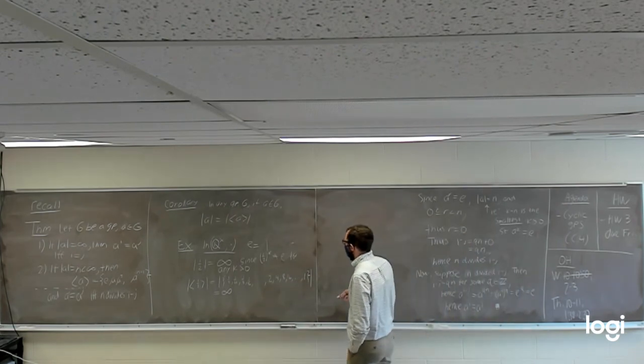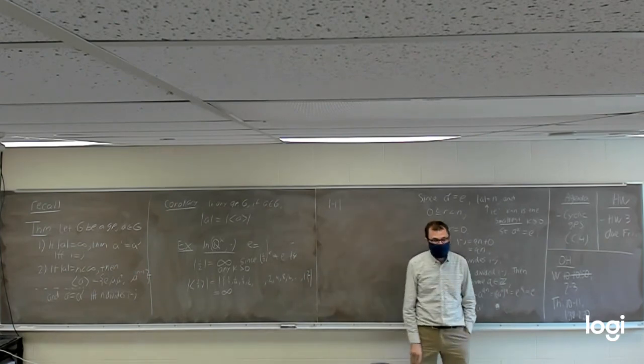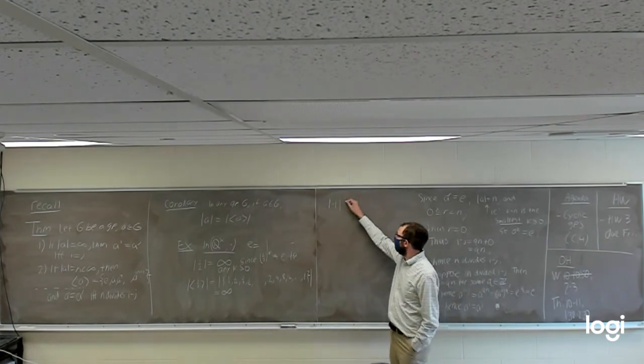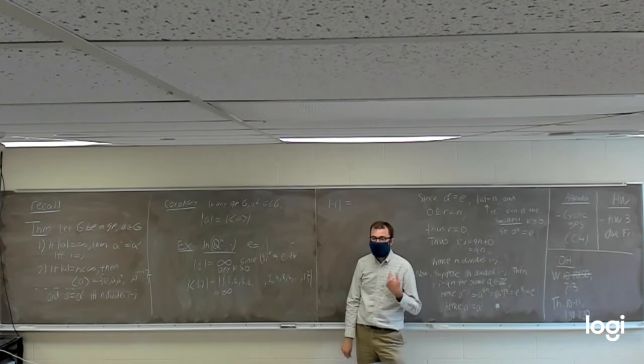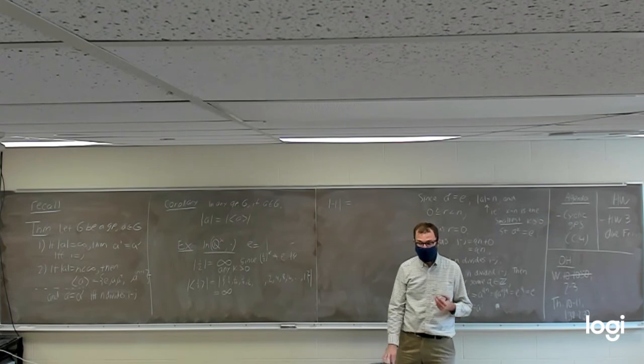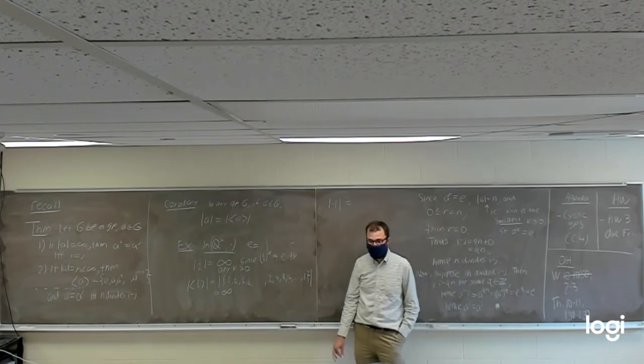Let's see, what's something with finite order? How about -1? What would the order of -1 be in this group? In other words, if I were to take -1 multiplied by itself over and over, how many copies of -1 would I need in order to get to the identity of 1?